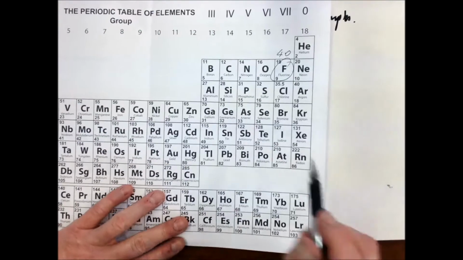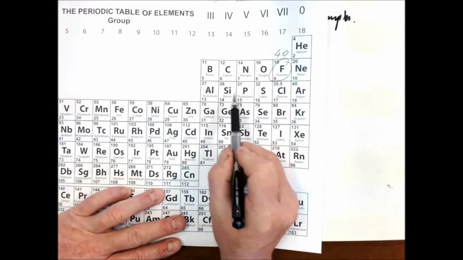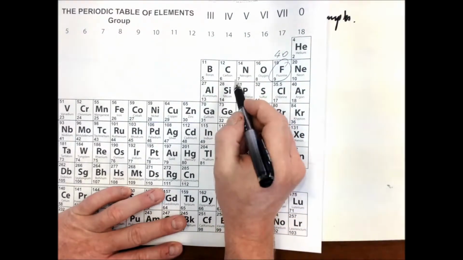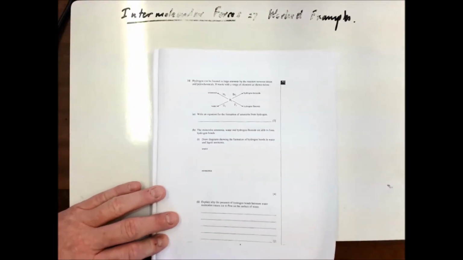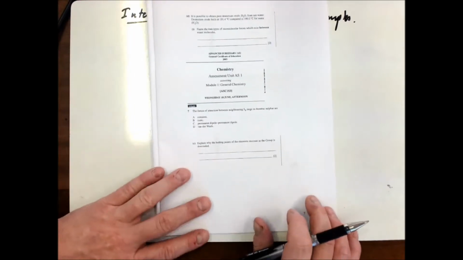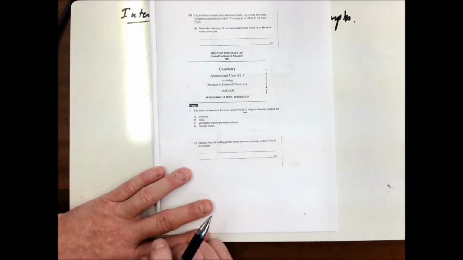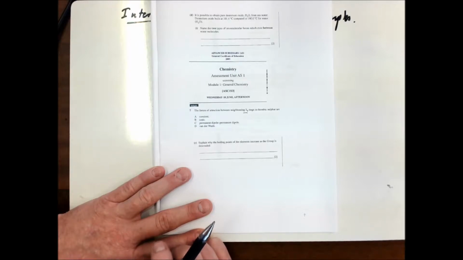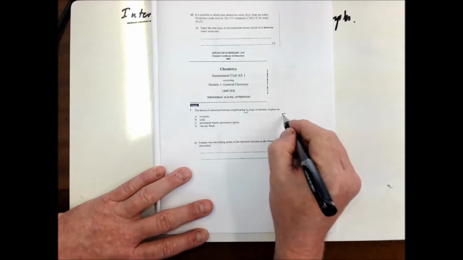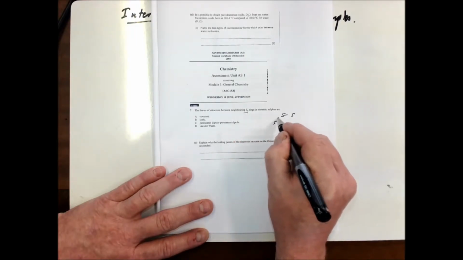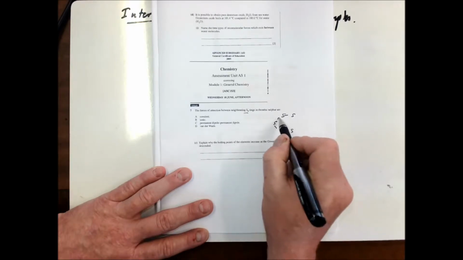And if you look at the relative positions in the periodic table, they're really very close to each other, but because this is giant and because this is simple, there's a huge difference in melting points as we go across. Okay, so let's have a look at another couple of questions. If we look at this one here, the forces of attraction between neighbouring S8 rings in sulphur, what are they? Covalent? No, that's within the sulphur. Each sulphur is bonded to another by a covalent bond.